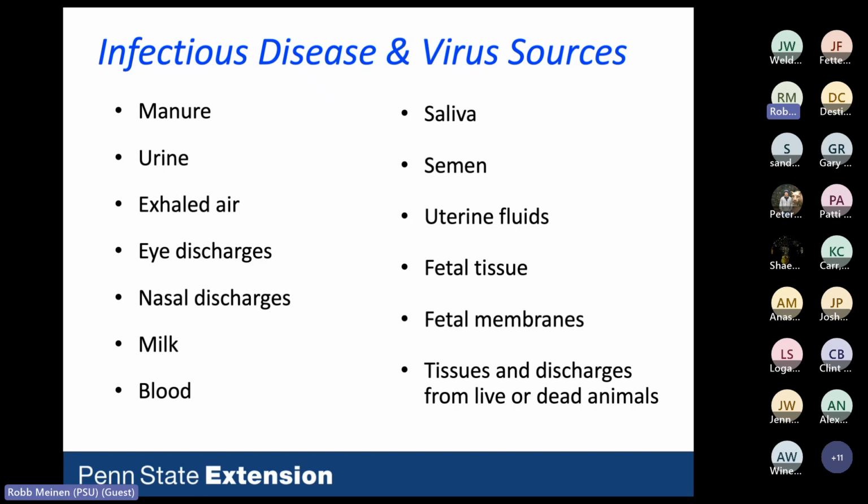How do we transfer bacteria and viruses, disease sources? We can transfer them with manure, urine, air, eye discharges, nasal discharges, through milk, blood, saliva, semen, uterine fluids, fetal tissues or membranes, and then tissues discharged from live or dead animals. These are all things that if we come in contact with them and we move from one farm to another, we need to be aware that contact at one farm could lead to transfer of disease to another farm.